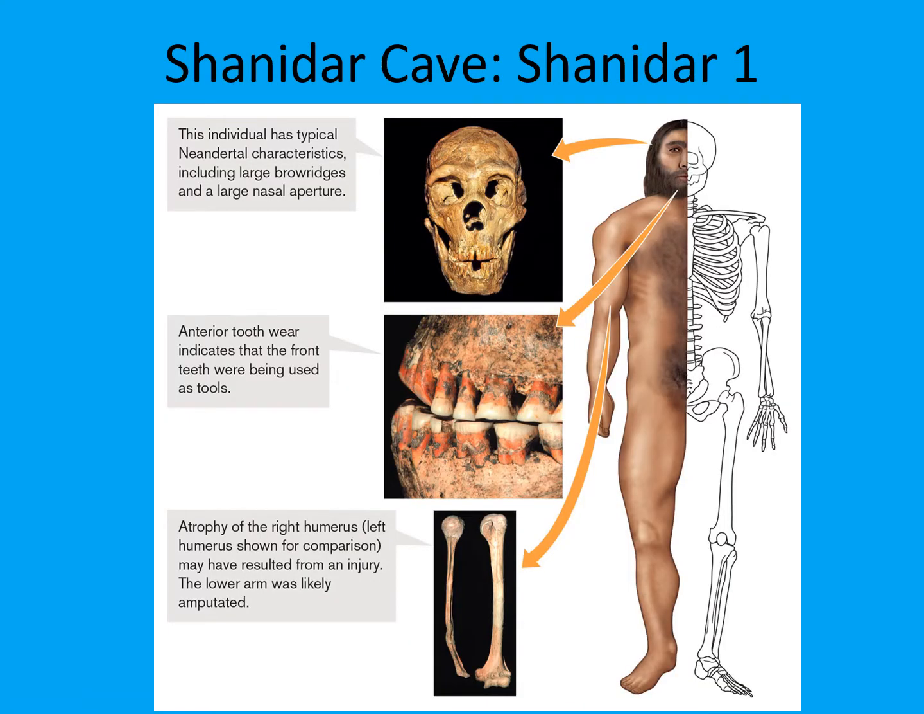So if we look at Shanidar Cave burial number 1, something very interesting occurs with this particular individual. It has typical Neanderthal features, with a large brow ridge and a very large nasal aperture. But it has anterior tooth wear, which indicates that the front teeth were being used as tools. You can see how dramatically these front teeth have been worn down. There's atrophy to the right humerus, and the left humerus is shown there for comparison, right? So there was an injury, and we know based on the cut marks, and I'll show you a picture in a second, that the lower arm was amputated, right?